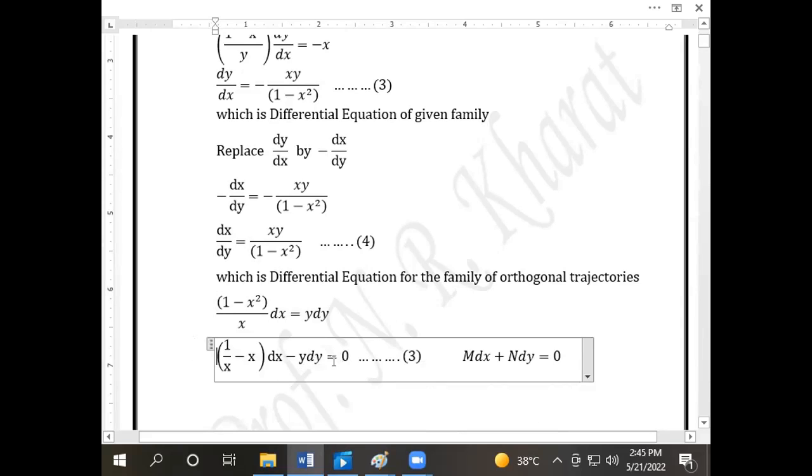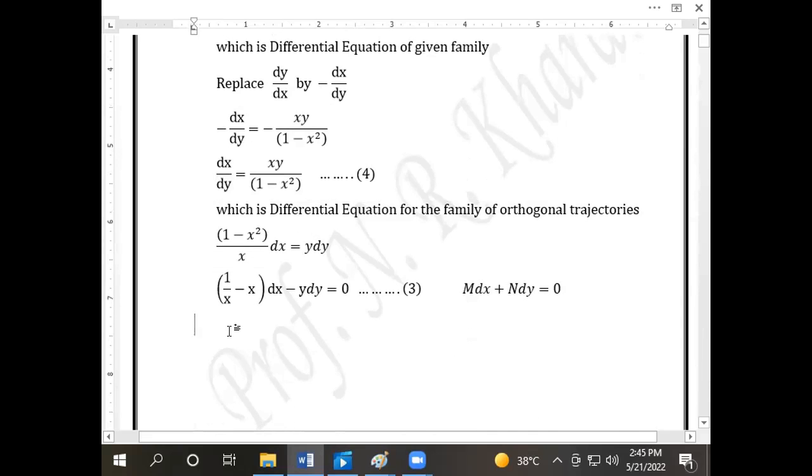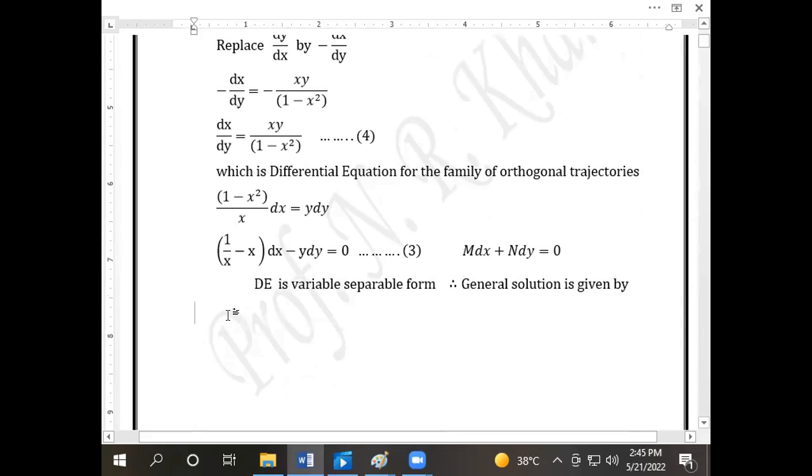So converting the differential equation into variable separable form, we got (1/x − x) dx − y dy equal to 0. This is the M dx plus N dy equal to 0 form, the variable separable form. So directly taking the integration, we get the solution of this differential equation, by integrating M with respect to x and N with respect to y.